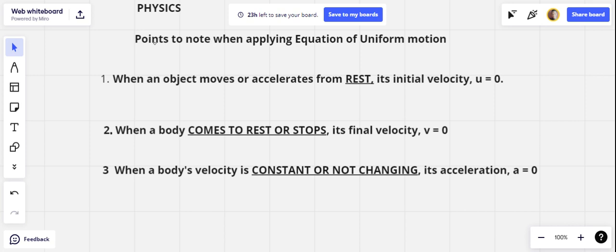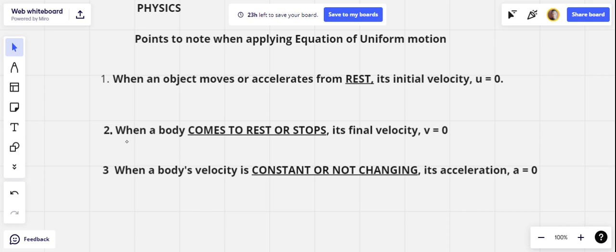So when a body or an object is not moving, that is, it's at rest, it's just stationary. You understand? At that point, you can say that its initial velocity is what? 0. When a body is not moving, that means it has no velocity, it has no speed. So if you are to begin counting from that time, its initial velocity will be equal to 0.